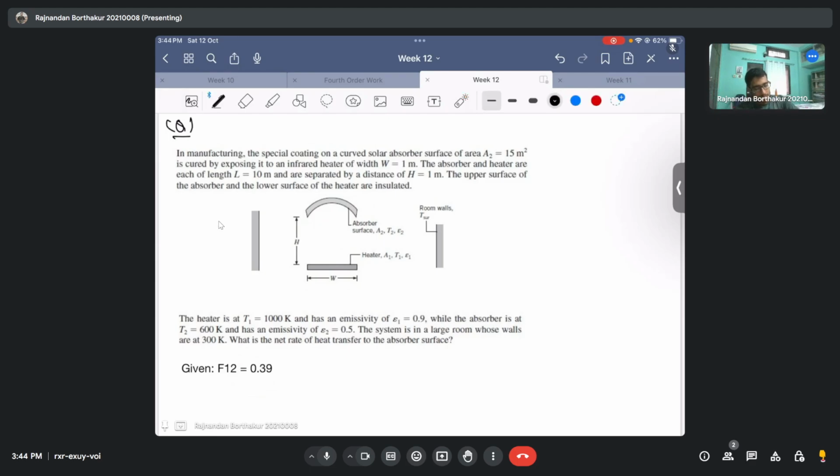So I'll stop here. I'll let you read this problem once, and then we will systematically approach the solution of this problem.